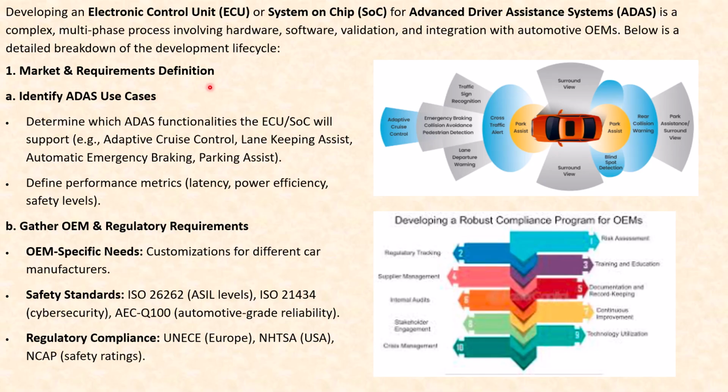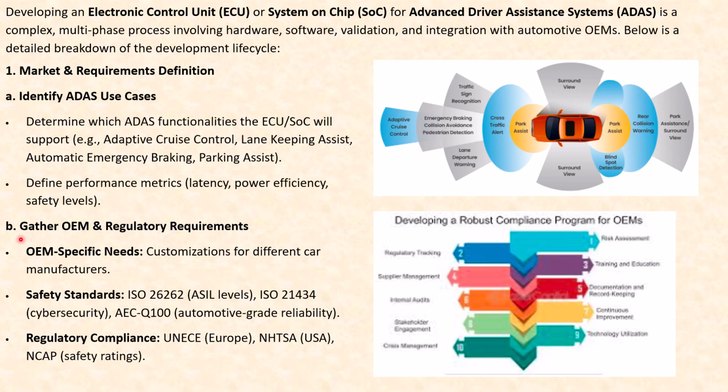Market and requirements definition. Identify ADAS use cases. First of all, you need to identify the various ADAS use cases for which the ECU is developed. Determine which ADAS functionality the ECU or the SOC will support. Are you going to support adaptive cruise control or lane keeping assist or automatic emergency braking or parking assist or blind spot detection or vehicle turn assist? All these use cases must be clearly identified, because based on this only the latency, the power and the efficiency are determined. So next comes defining performance metrics, that is latency, power efficiency, safety levels and computational power.